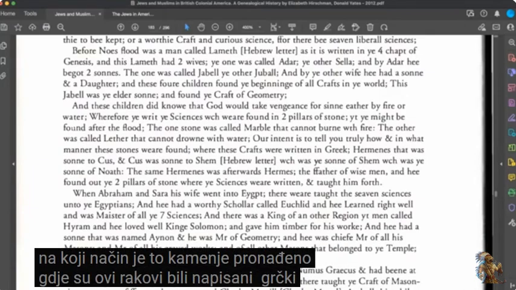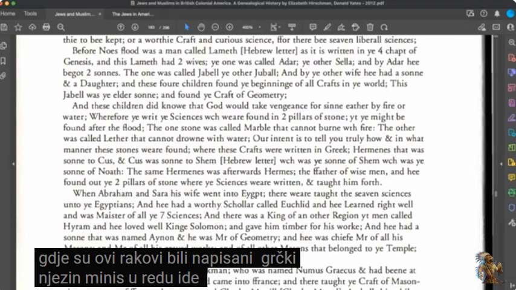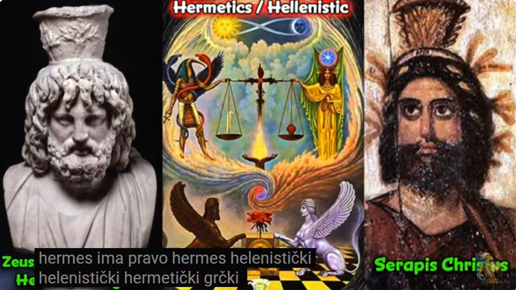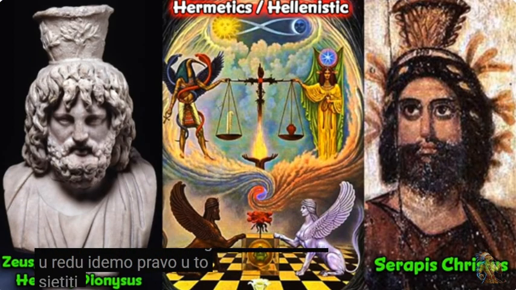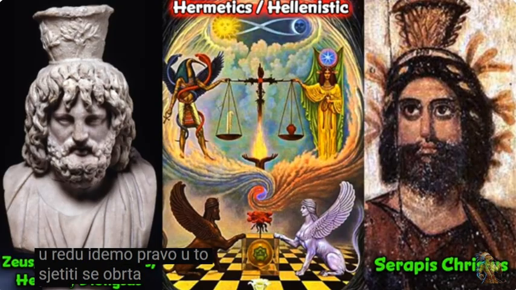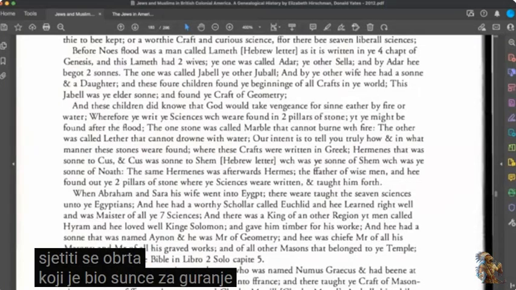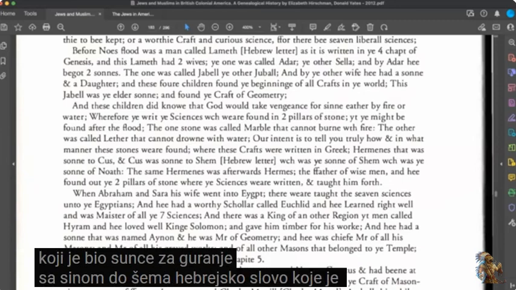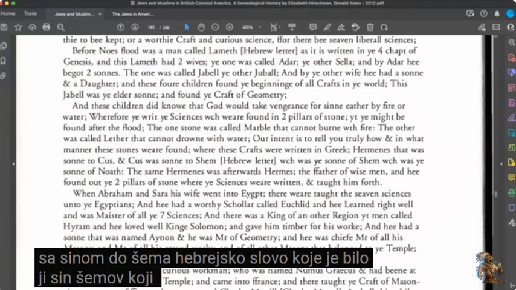Hermes, all right? Here goes Hermes. Who's Hermes? Thoth, right? Hermes, Hellenistic, Hermetics, Greek, Hellenistic. All right, we're going right into that. Remember, the crafts. That was son to Cush, or Cush was son to Shem, which was son of Noah.